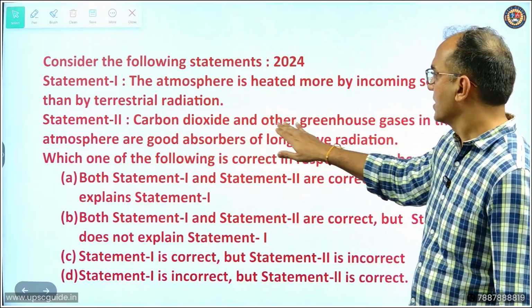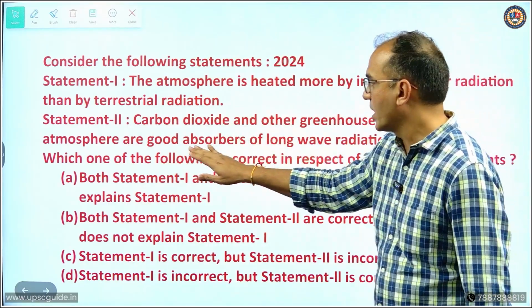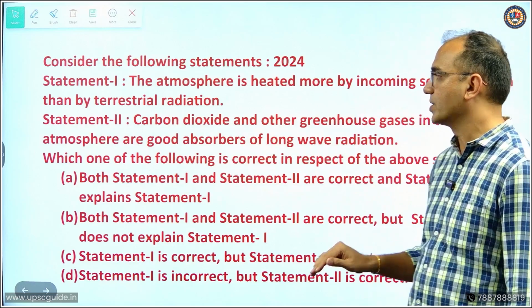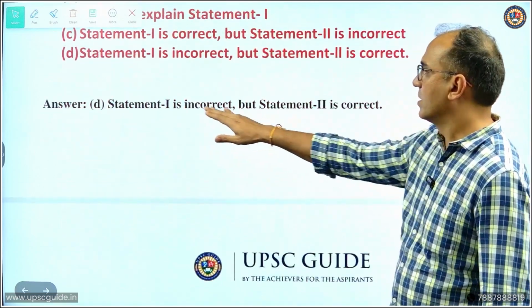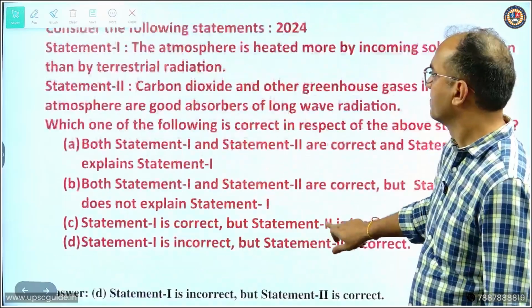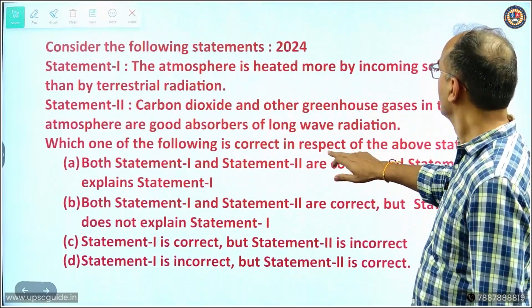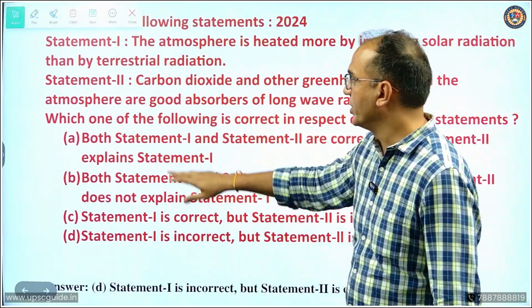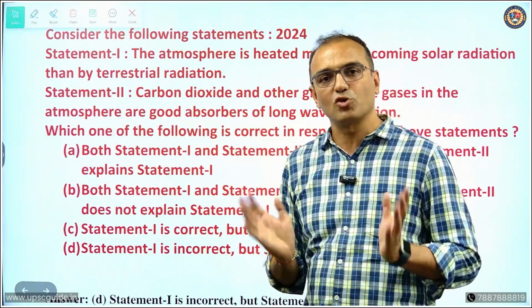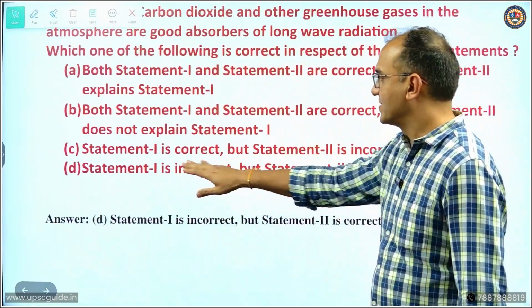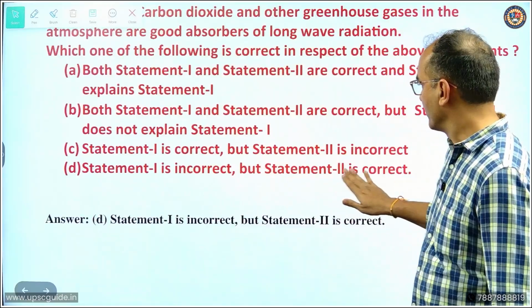Second, carbon dioxide and other greenhouse gases in the atmosphere are good absorbers of long wave radiation, which is true. So here, the answer would be D. Why? The second statement is correct. The first statement, as we have discussed, is wrong. That is why the answer is D. One is incorrect, but statement 2 is correct.